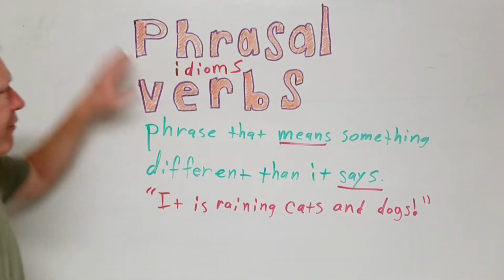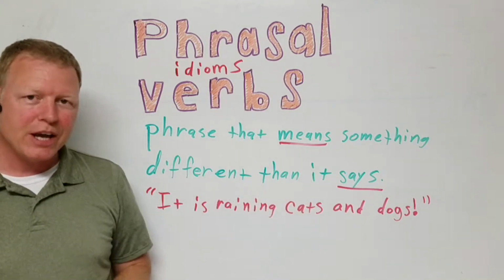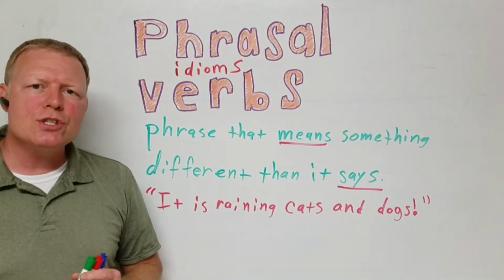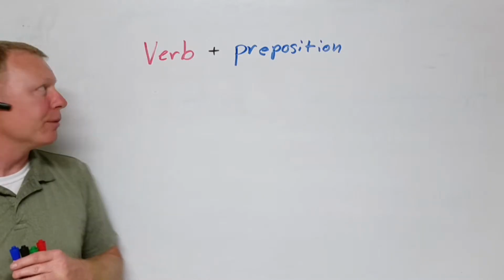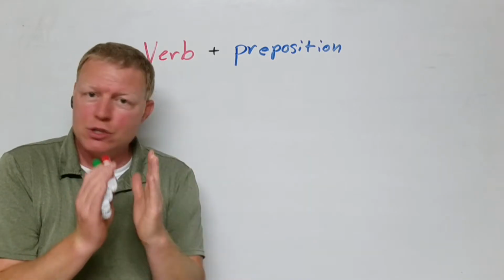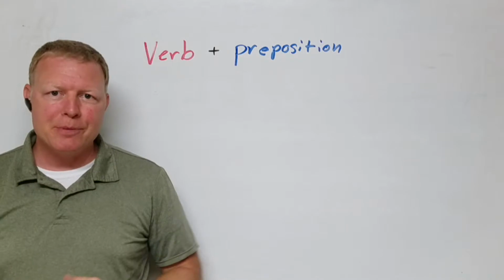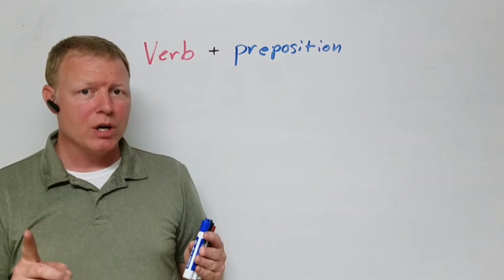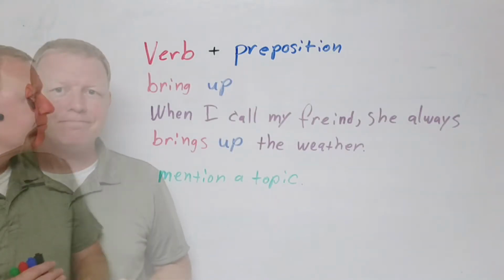Now we have to remember that a phrasal verb is an idiom. It means something different than it says. You see? All right. So let's get into it. Let's talk about our first idiom. So how do we make a phrasal verb? Well, to make a phrasal verb, we have to use a phrase. Not just a verb, but more than one word. And that's going to be a verb plus a preposition. Okay? We have to use a verb plus a preposition. And remember that it's going to mean something different than it says.